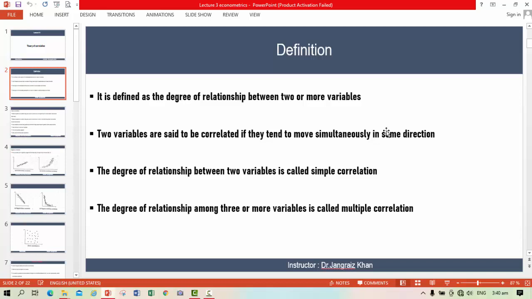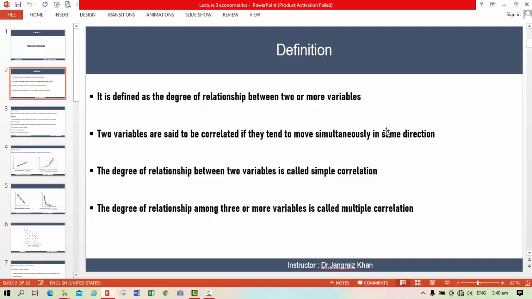Two variables are said to be correlated if they tend to move simultaneously in some direction. If two variables simultaneously move in the same direction or in opposite direction, we say that these variables are correlated. The correlation can be between two or more than two variables.